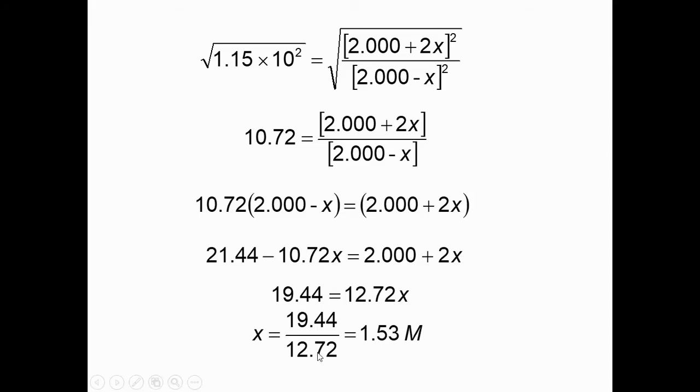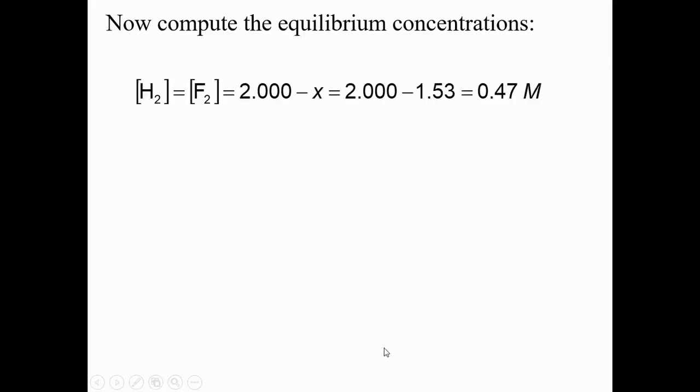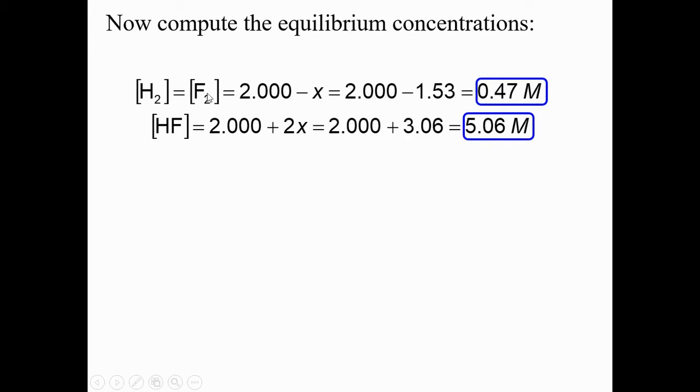Okay, so once you solve for x, you just simply go up to what we set each concentration value as. So H2 and F2 were 2 minus x, so we're going to plug in what we solved for x into that expression. And HF was 2 plus 2x. So you just simply put it in and you solve for the concentration.